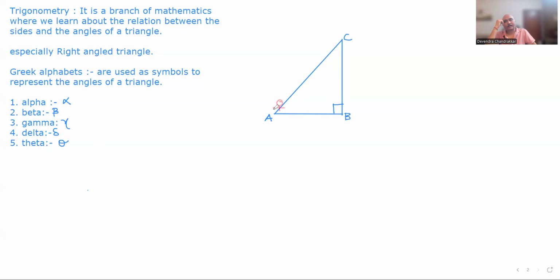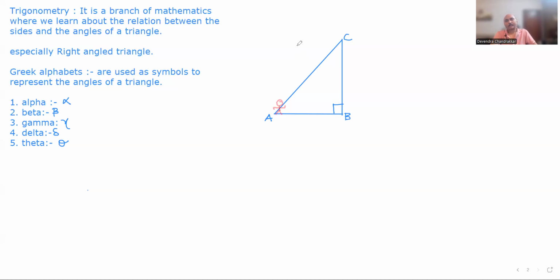Suppose you are standing at side A, all of you. Which side is longest for you in this triangle? You can type your responses in the comment window. AC.